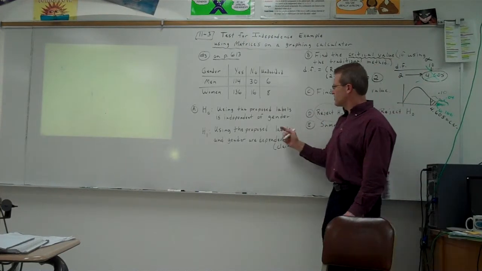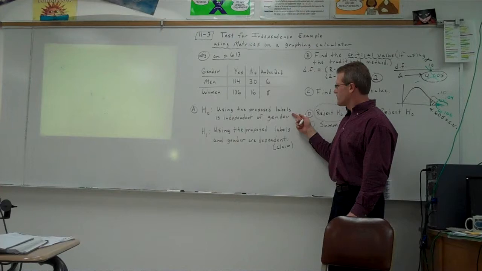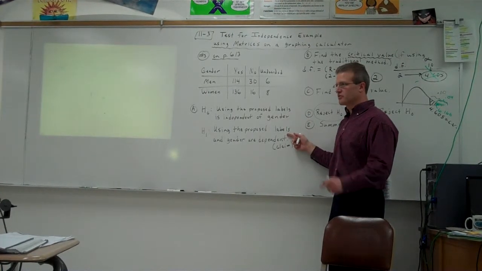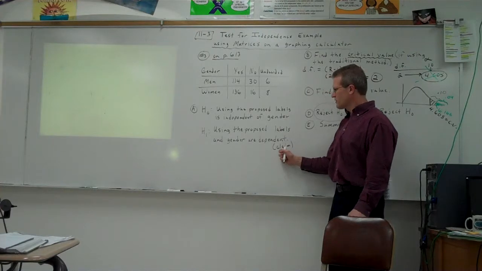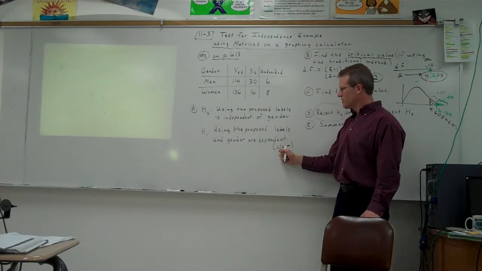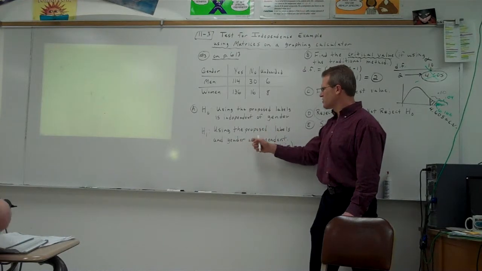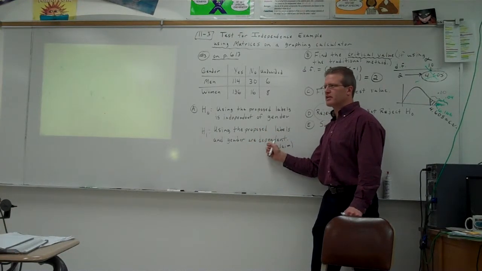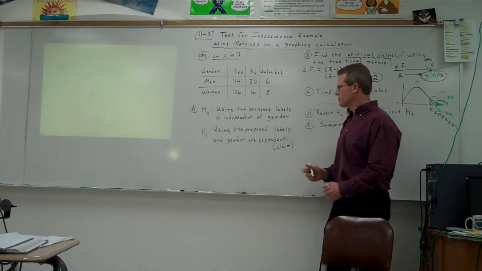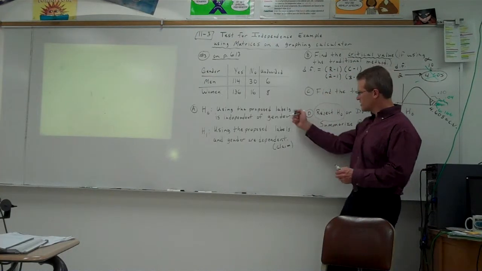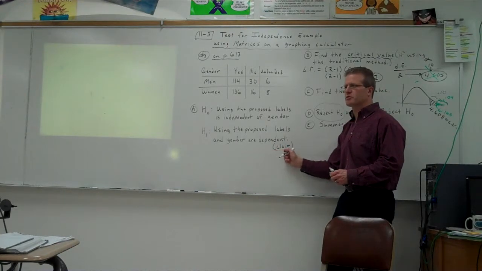So if we reject the null, that means we think the null is false. That means we think the alternative is true. So we'd say there is enough evidence to support the claim that the proposed labels and gender are, and you can use the word dependent or related. So we're rejecting the null, so we're supporting the claim. That would be what you put in the summary.